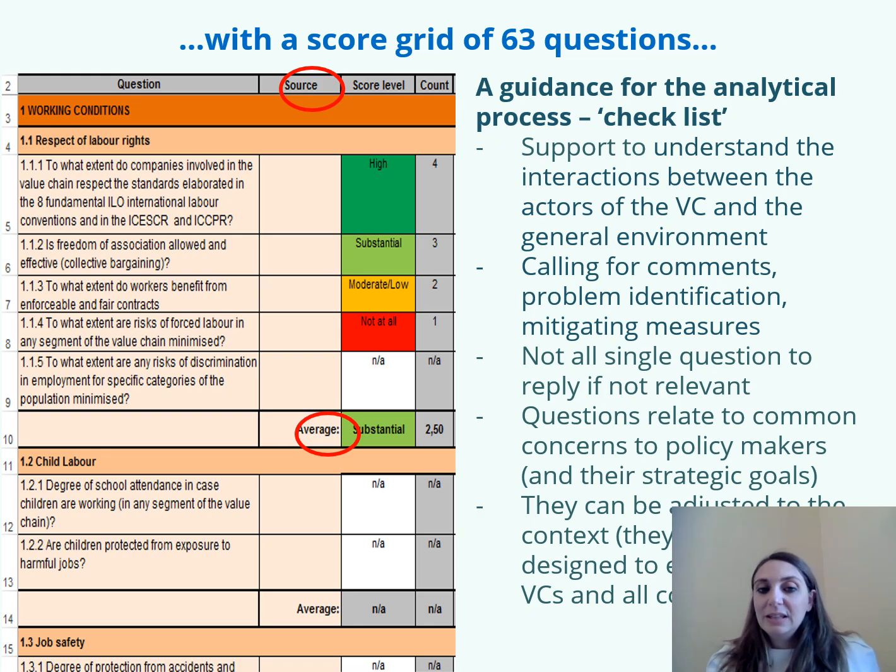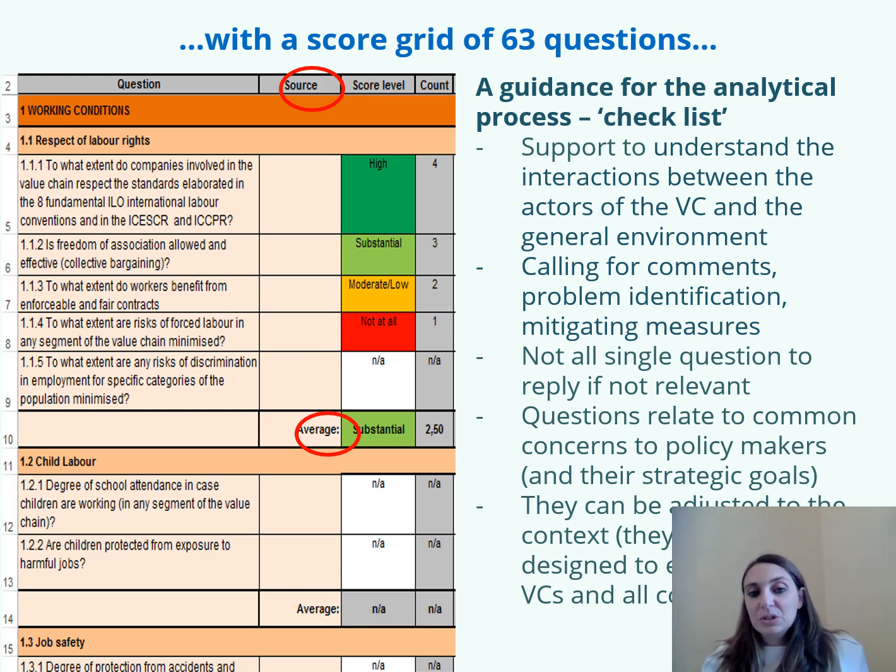What we also see here is that we have underscored in red the source. We didn't list specific sources. It is for the social expert to identify the best source to inform the question. For example, it might be a report, interviews with key informants, focus groups, etc. So you are the one best placed to say which source is the most important.